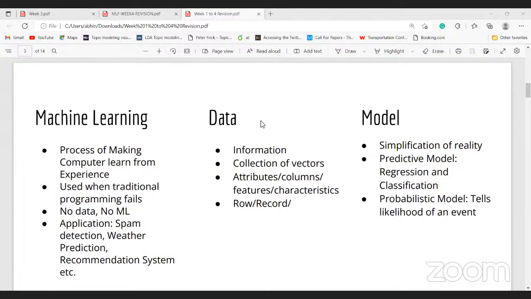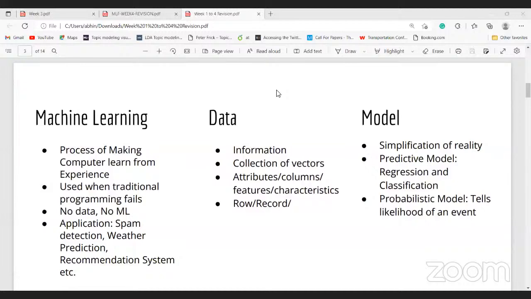The next is data. Data is nothing but the information that we obtain from different sources. For instance, you get data from your online streaming, when you fill a form, when you do a survey. All these are potential data sources from which you get information. Technically speaking, data is nothing but a collection of vectors, where each vector forms a record, and when you stack those records one over another, you form the whole data set.